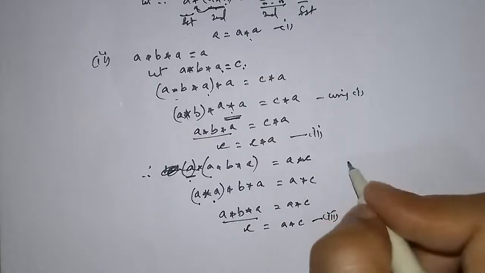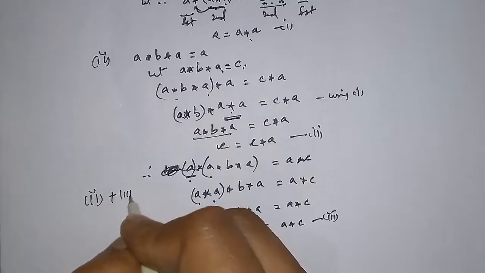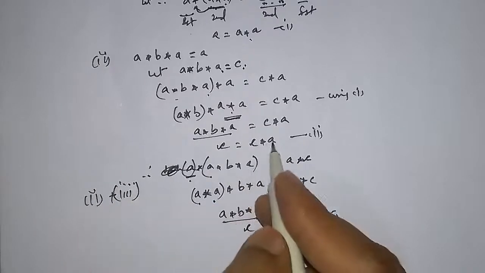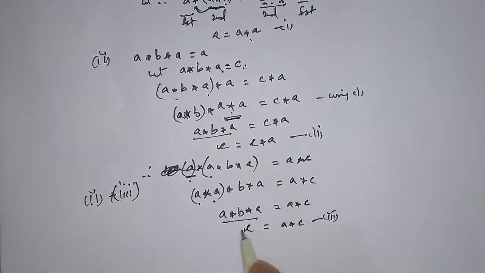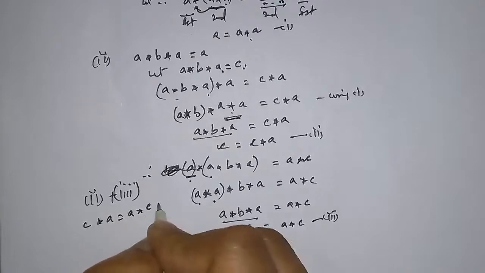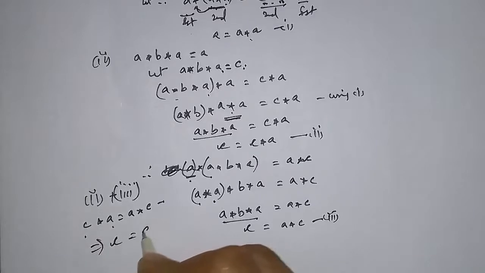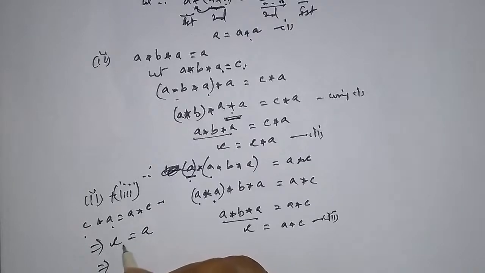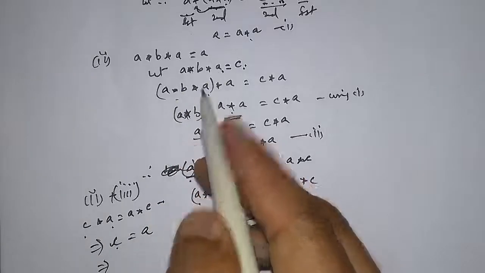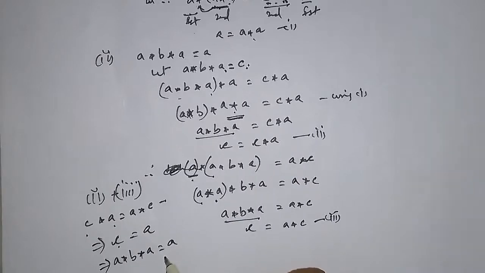If you see, 2 plus 3 will give you C star A is equal to C and A star C is equal to C. So C star A is equal to A star C. Now whatever is given in the question, that if B star A is equal to A star B, then A is equal to B. Therefore it implies that C is equal to A. C is equal to A means C is equal to A star B star A, which is equal to A.